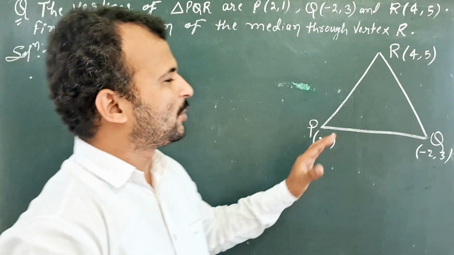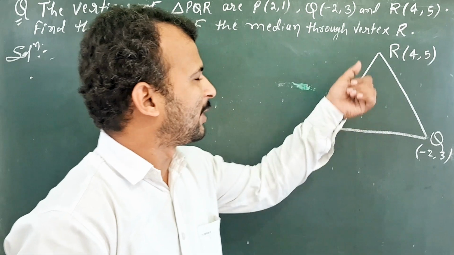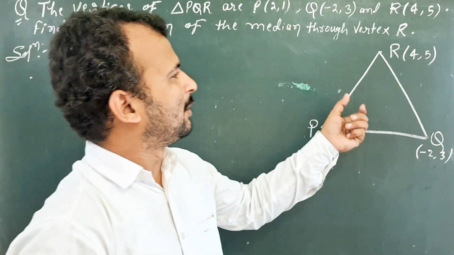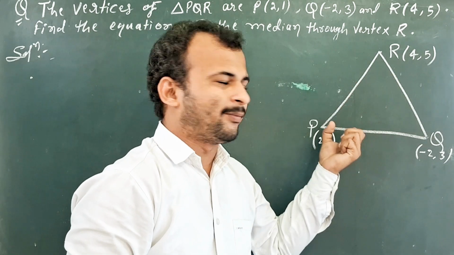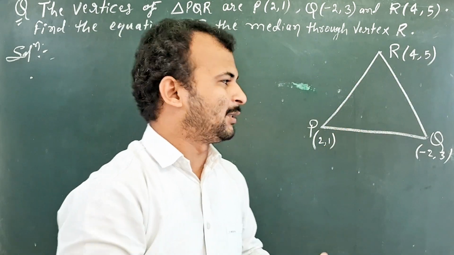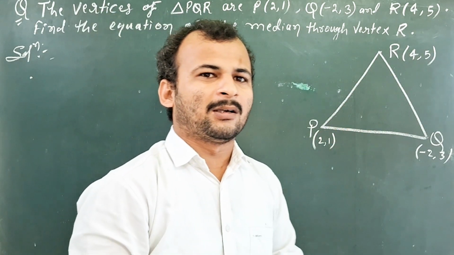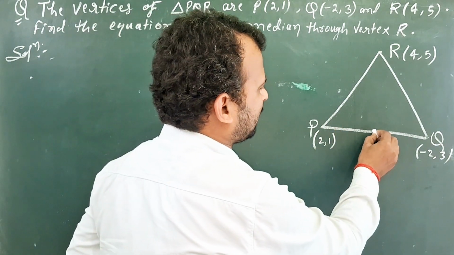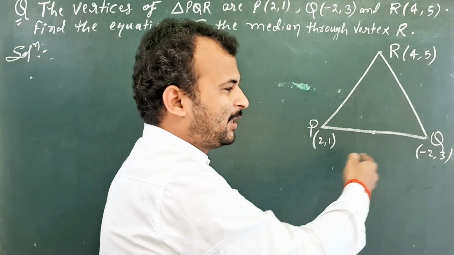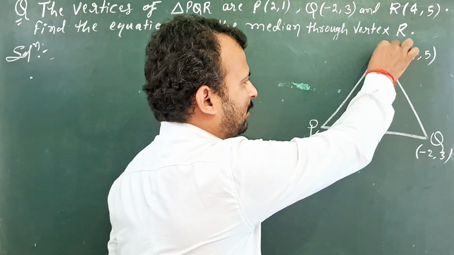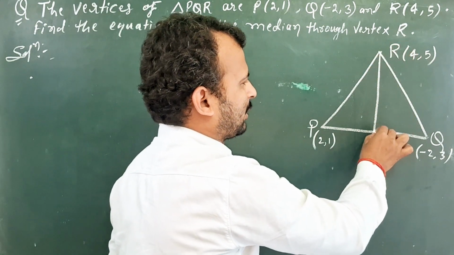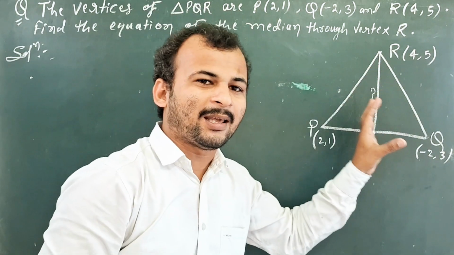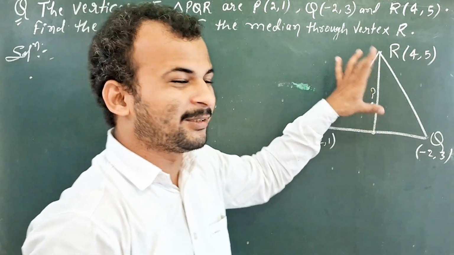First we have to draw its median through vertex R, and we know that median is the line segment drawn from any one of the vertices to the opposite side, joining the midpoint of the opposite side, right? So we join the midpoint of line segment PQ, side PQ, to R. Okay, this is the median. We have to find its equation, right? Not its length. We have to find its equation.